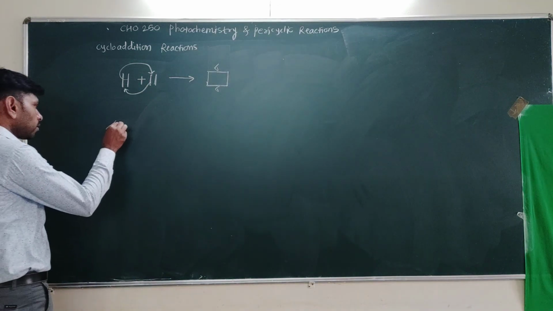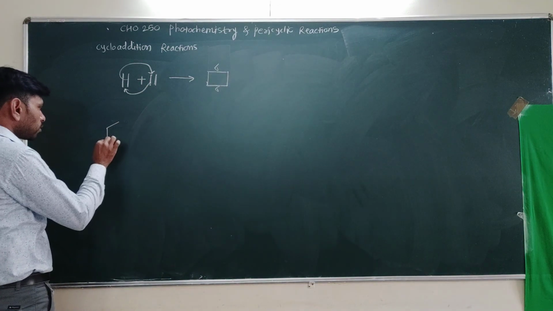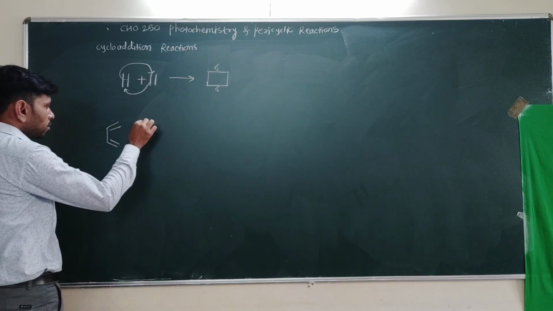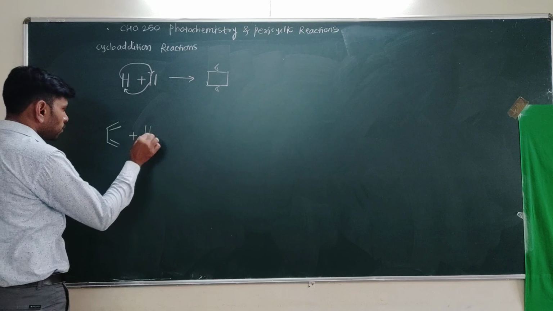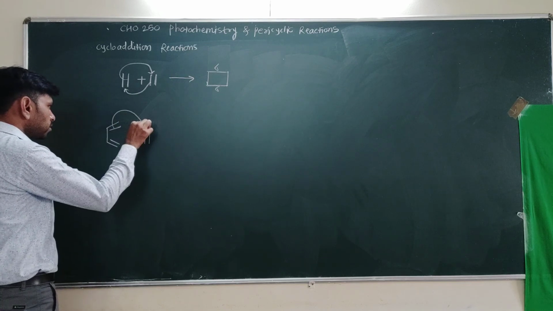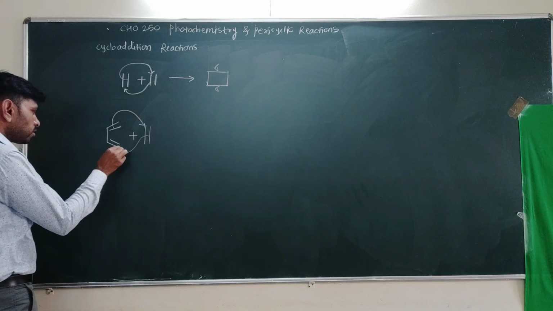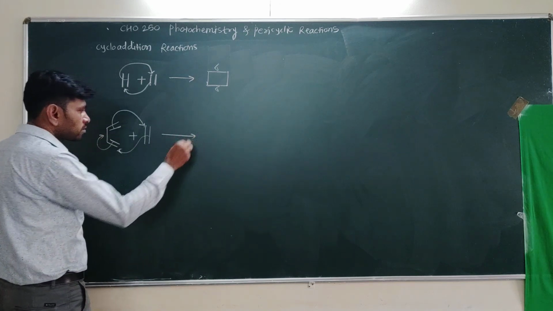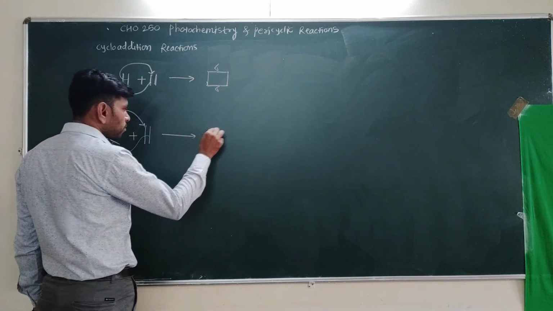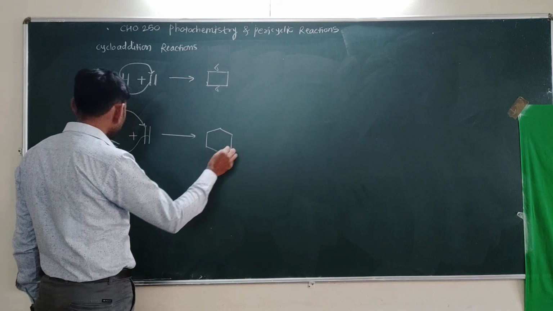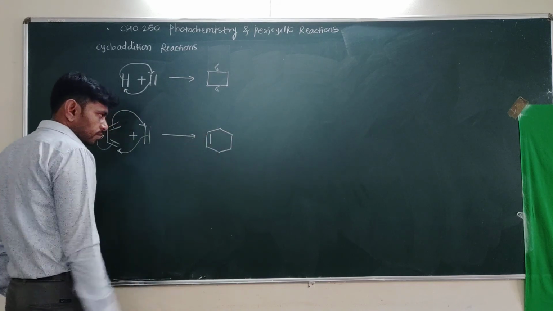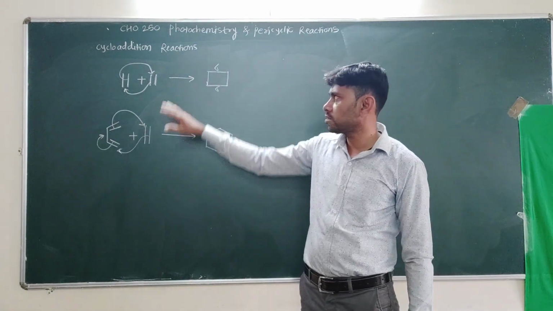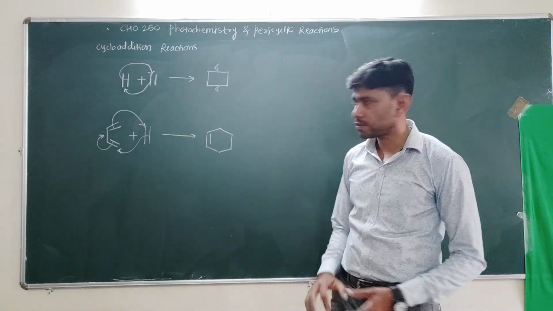Another important, famous example for this is the Diels-Alder reaction. In the Diels-Alder reaction, one unsaturated system reacts with another unsaturated system to form a cyclic product. So we get the cyclic product here. So these are the cycloaddition reactions.